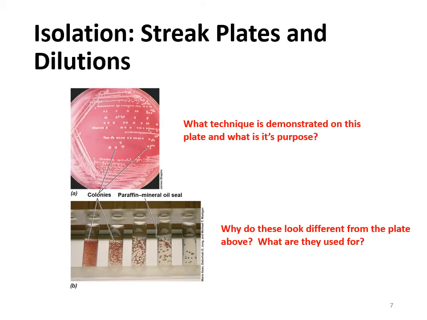Okay, so here we have a slide to look at isolation techniques. And within isolation culturing, you can either have streak plates or dilutions. So this first figure right here should look very familiar to you. When I ask what technique is demonstrated and what's its purpose, well, that is the quadrant streak that all of you performed. And the purpose of that, if you remember, was to take a concentrated mixed culture and dilute it down in each quadrant so that you end up with individual pure colonies representing an individual organism.